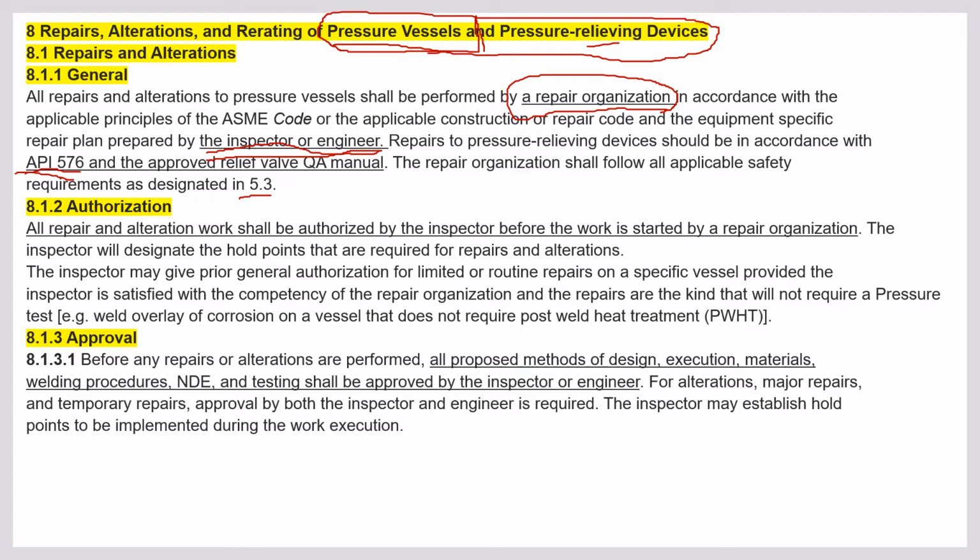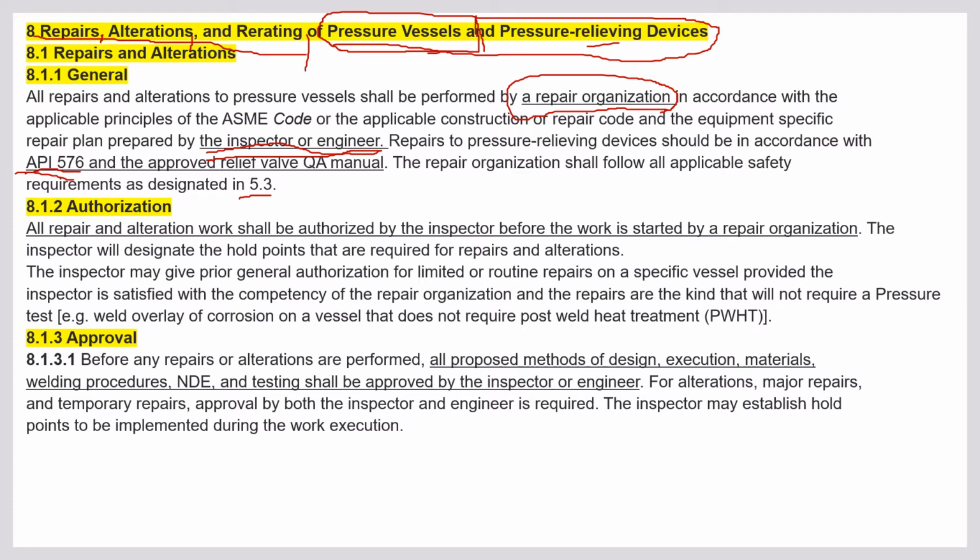Okay, authorization. Who will give the authorization for repair, alteration, and re-rating? What is the definition of repair? What is the definition of alteration, and what is the definition of re-rating? Already we read in chapter 3. If you didn't know, go and read it carefully and listen to the videos. Why? Because they will ask something in the definition, and they will ask whether it is a repair or alteration or re-rating. That you need to do. This is a multiple choice question, closed book.